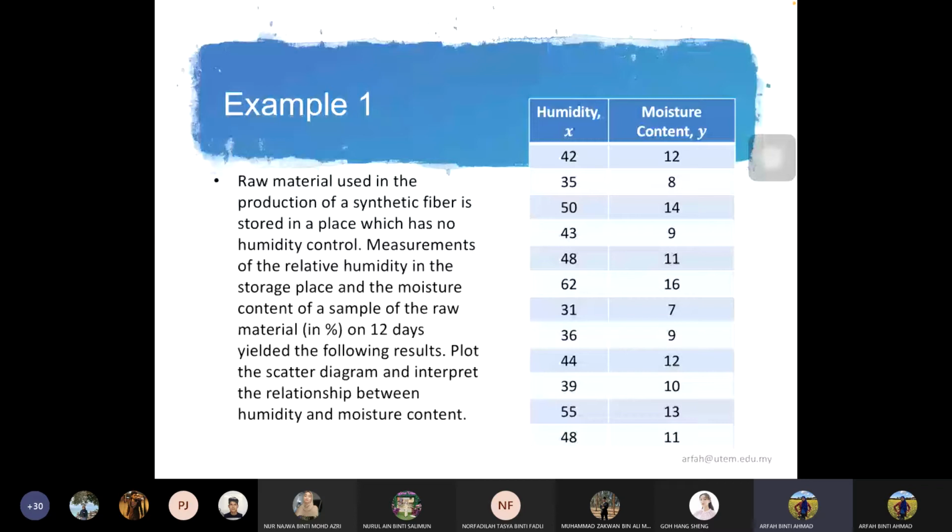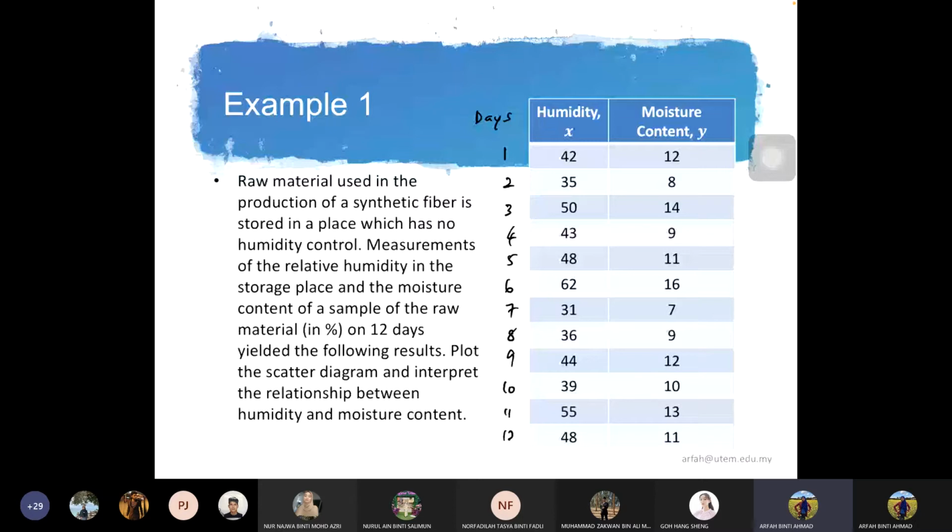Okay. So dia nak tengok hubungan antara humidity dan berapa kelembapan, kandungan kelembapan dalam sesuatu raw material. So dia ambil data tu, humidity, dia ambil data untuk 12 hari. So dia dapat data as shown in the table. Berapa nilai humidity dan juga berapa nilai moisture content untuk 12 day. So maybe ini hari data yang dia collect adalah days. Yang pertama, hari kedua, hari ketiga, keempat, 5, 6, 7, 8, 9, 10, 11, 12. So ini yang dia dapat.